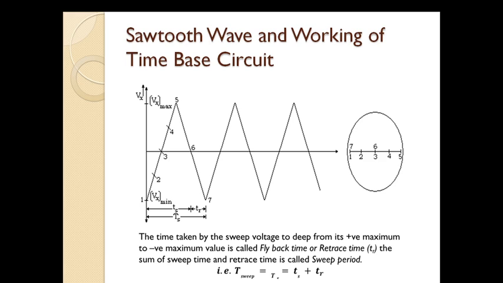So you can see this is the sawtooth wave which is generated by the time-based circuit, and this particular wave has this shape of a sawtooth, and that is why it is called a sawtooth wave. Sometimes it is also called a sweep wave because it sweeps the electrons on the screen, and it is also sometimes called a ramp voltage.